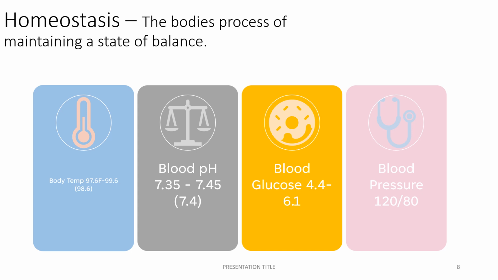Homeostasis is going to be the body's process of maintaining a state of balance to keep us healthy, helps prevent us from getting sick, and it does that through maintaining a set body temperature, blood pH, blood glucose, and blood pressure.